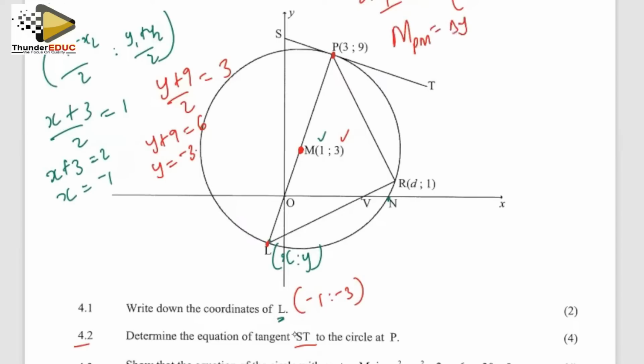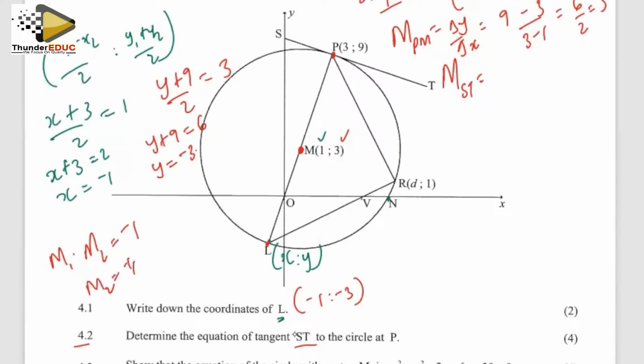we say change in y over change in x. So that's going to be 9 minus 3 over 3 minus 1. So 6 over 2, which gives us 3. Then which means that the gradient of the tangent, remember for perpendicular lines, M1 times M2 must give us -1. Now we already have our M1 as 3, which means M2 is going to be -1/3. So this is the gradient of the tangent.